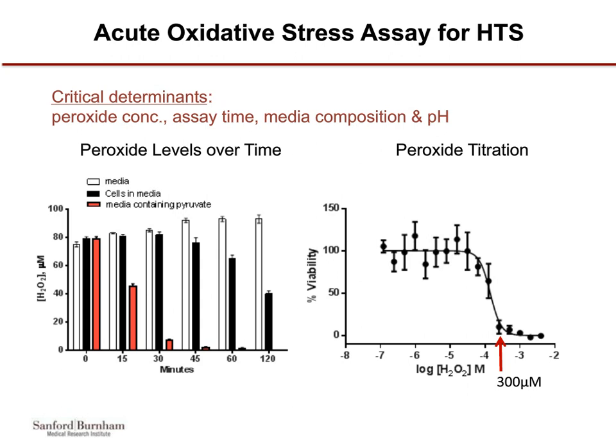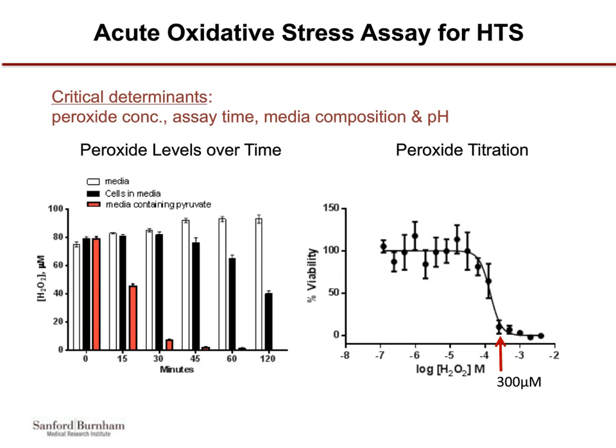On the right panel is a titration of peroxide over a concentration range, and the readout here is an ATP viability readout, luminescence-based. We're using 300 micromolar peroxide in our assays, which, as you can see here, reduces the viability to below 10%, so it kills more than 90% of the cells. And so we're looking for compounds that will actually prevent those cells from dying in this assay.